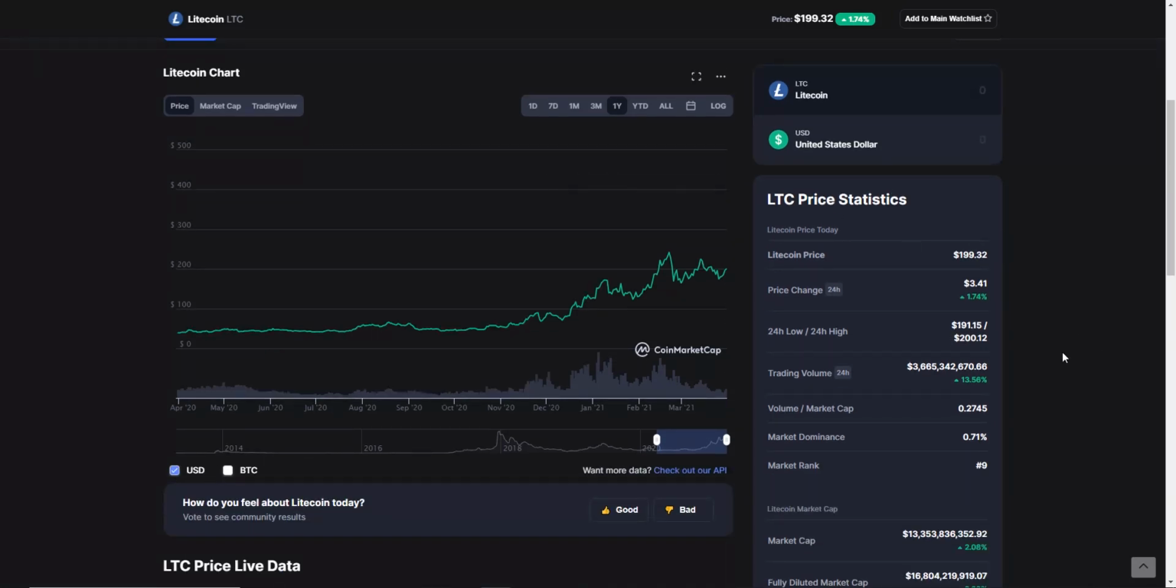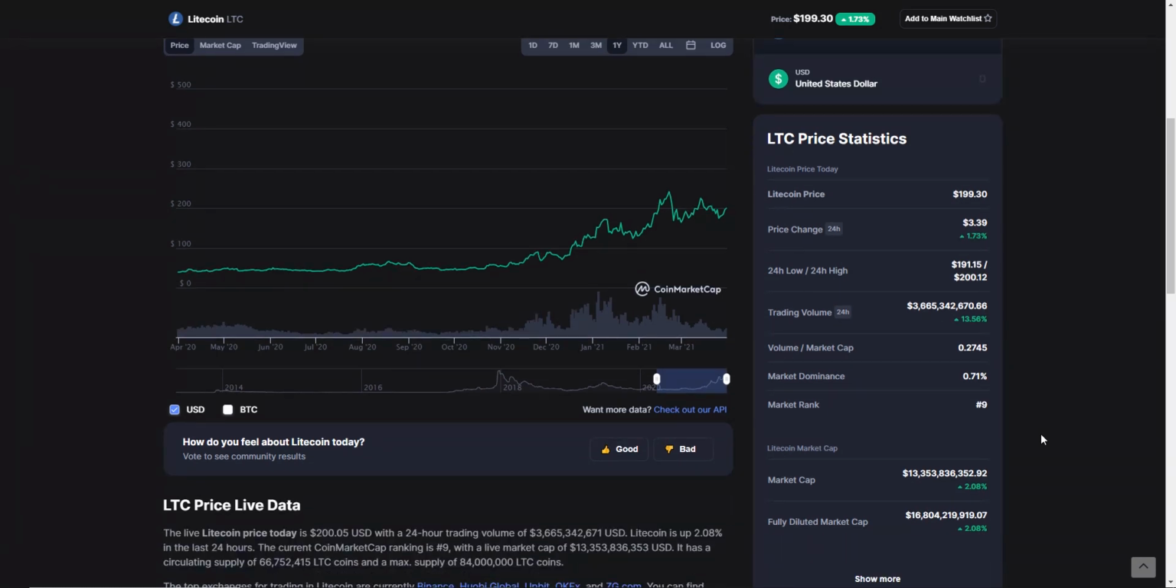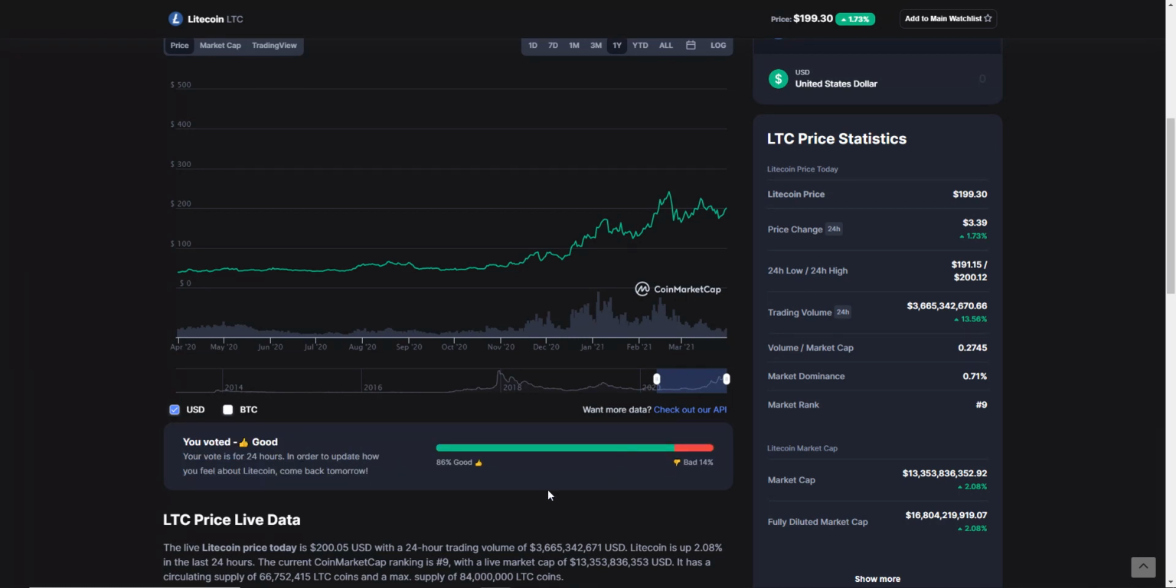And as we go down through the statistics here, you can see our 24-hour low was about 191. Our high has been $200. So we got to crack that 200. You can see market dominance. We're only at 0.71%, guys. I mean, Litecoin really hasn't even taken that much dominance yet, and that shows that it could have much more room to run. If we go to how do you feel about Litecoin today, I'm going to say good. And you can see 86% of people say good, 14% of people say bad.